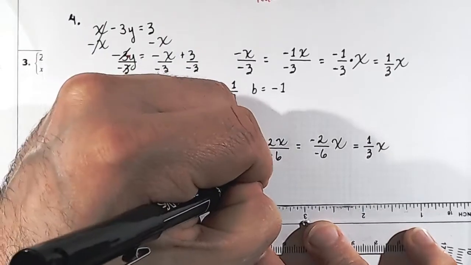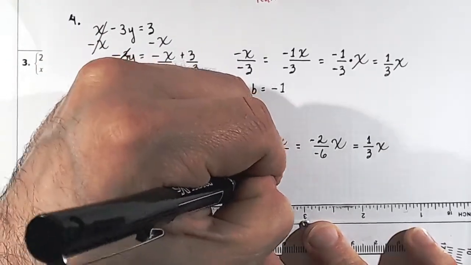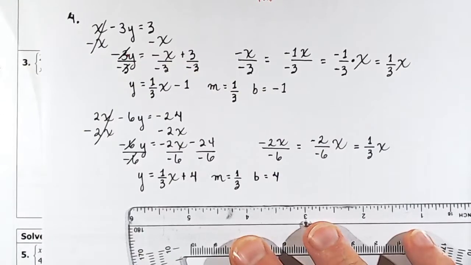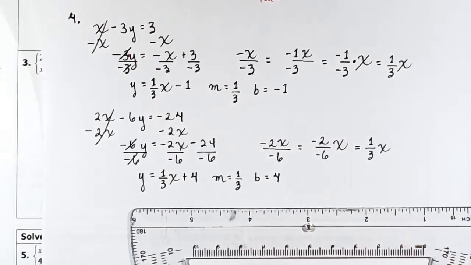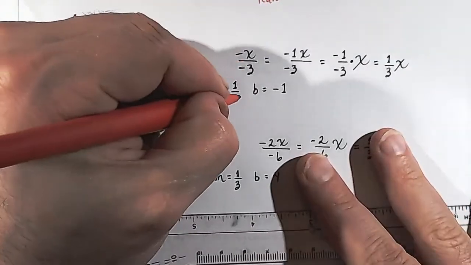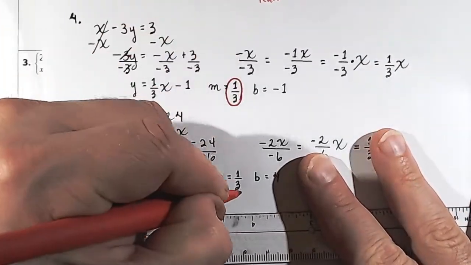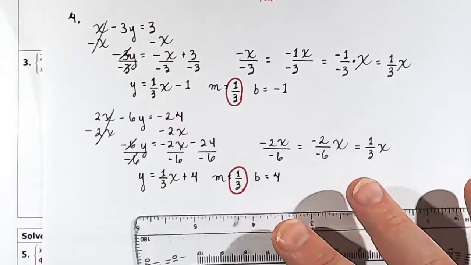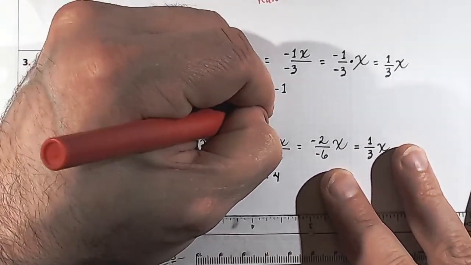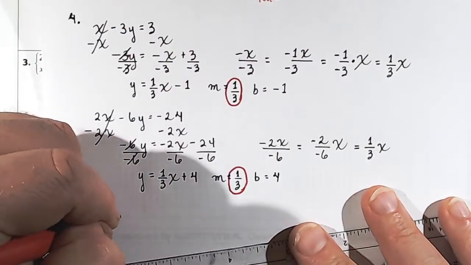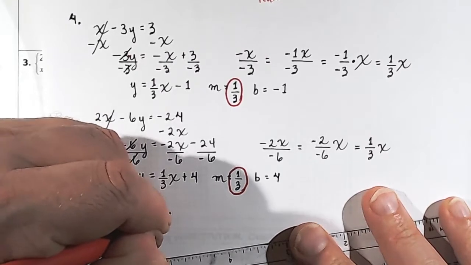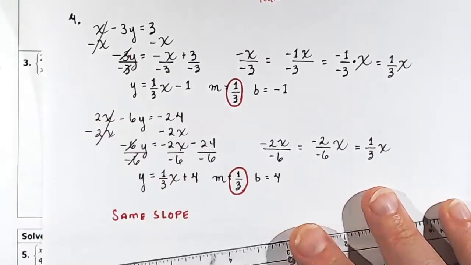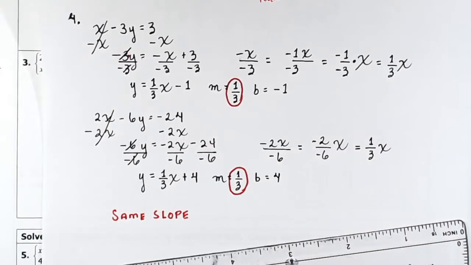And my y-intercept, b, is at positive 4. Okay? So notice something. Both of my slopes are 1 over 3. Okay? So what were we talking about when we said same slope? How many solutions will a system of equations have that has two equations with the same slope?